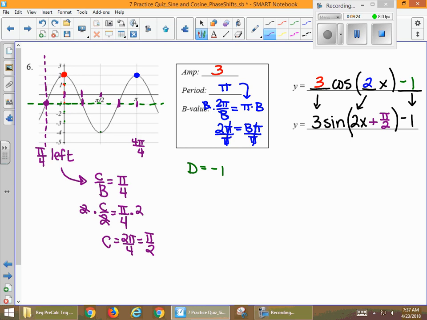An equivalent graph would be -3 sine of 2x minus pi over 2. And that would get you starting, let me do it in red, starting here, that would get the reflection of doing the down curve first.